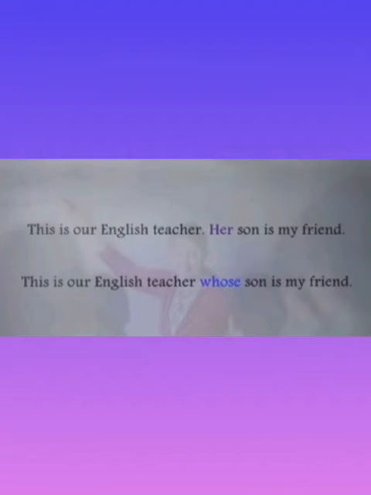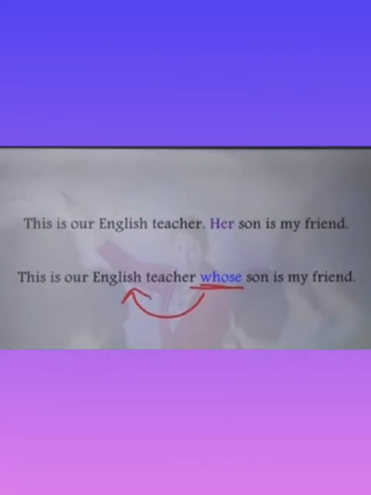For example, this is our English teacher. Her son is my friend. So here her refers to the English teacher and it shows the possession. Whose son? Our English teacher's son. So let's join these two sentences by using the relative pronoun whose. This is our English teacher whose son is my friend. So here whose is the relative pronoun and showing the possession.